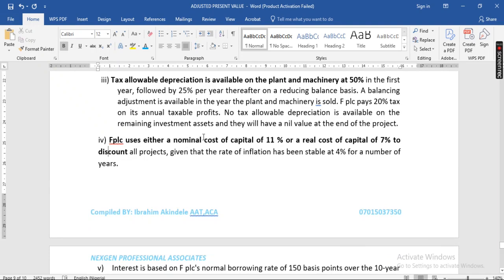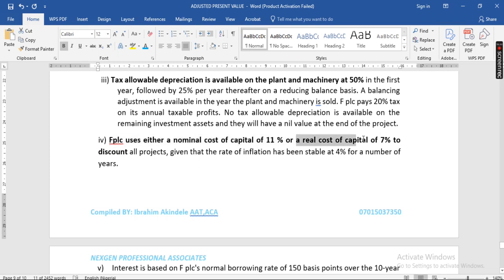And that is why they said at the beginning that the revenue will increase by 8% per annum. You need to take effect of that. When you increase your revenue by 8%, it becomes your money cash flow. Then when you have your money cash flow, you will use the money cost of capital, or the nominal cost of capital, to discount. But we are lucky in this question that the nominal cost of capital is given as 11%, or the real cost of capital of 7%, to discount the project.